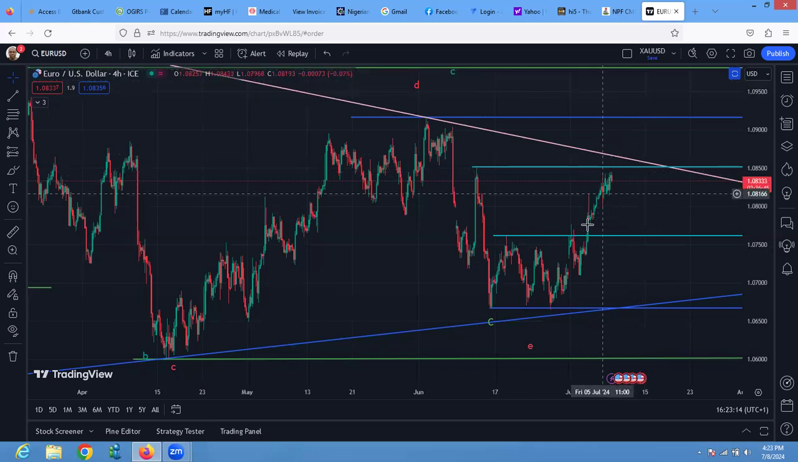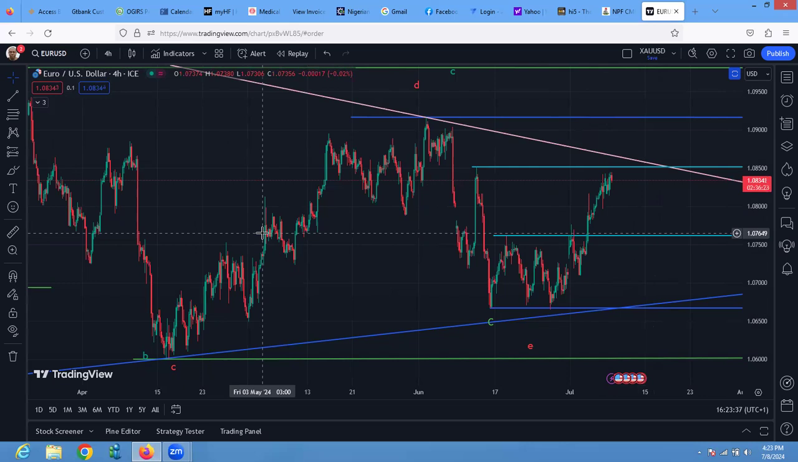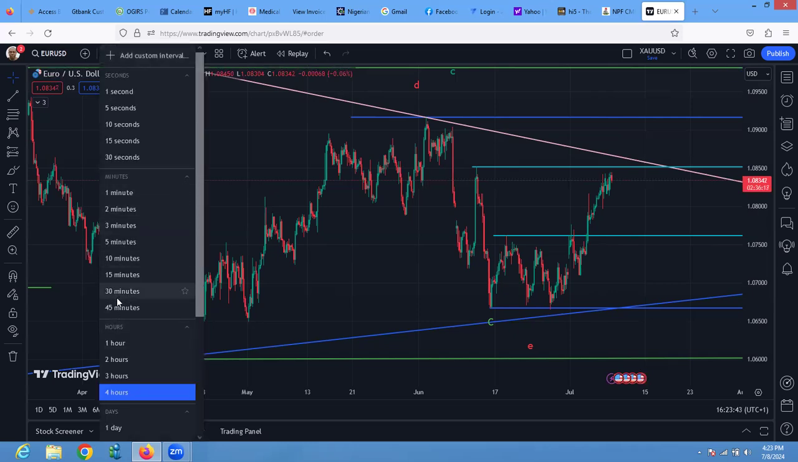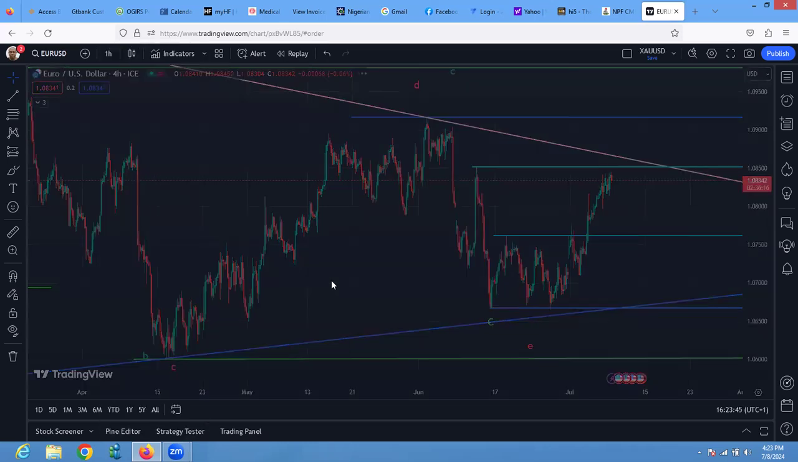So I wouldn't advise us on euro dollar to leave our trade on for a long time from this level of a buy, because price may come back there, take you out, and go up again. We might be seeing a whole lot of nonsense here until we break out of that triangle, unlike what we saw with the gold. So for me, that is what I want to do when it comes to euro dollar.